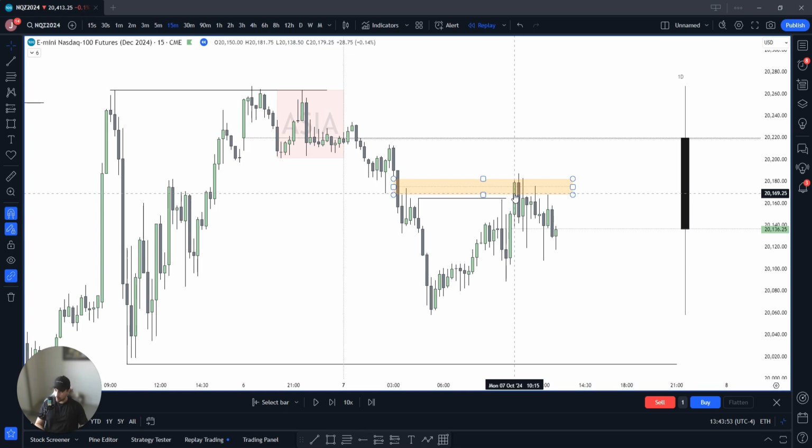If you're looking at a daily, you're looking at a 1 hour. If you're looking at a 4 hour, you're looking at a 15. If you're looking at a 1 hour, you're looking for a 5. If you're looking at a 15 POI, you're looking at the 1 minute. If you're looking at a 5 minute POI, you're looking at the 15, 30 seconds.